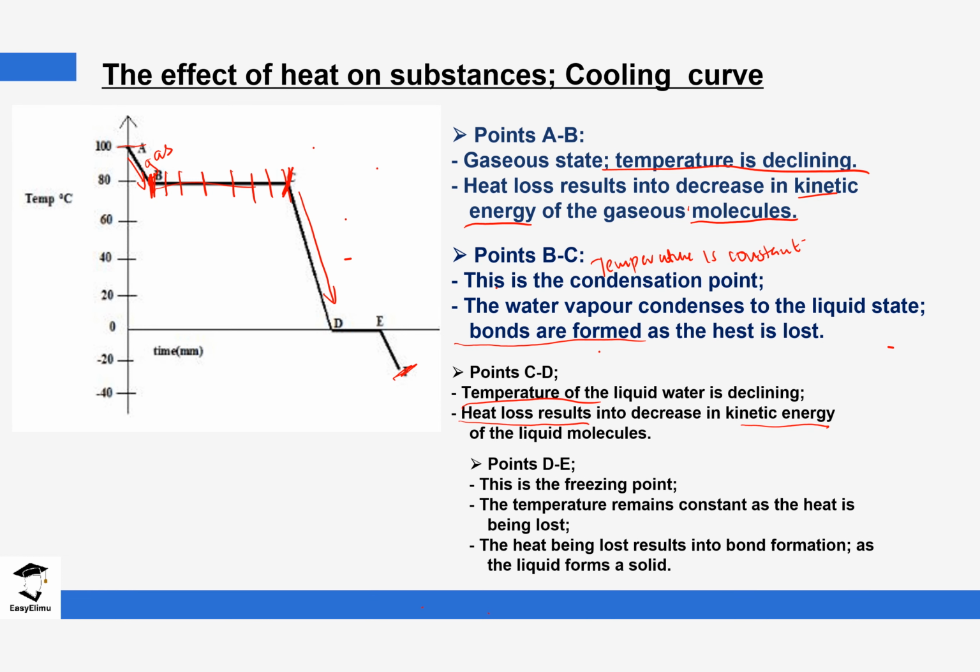And then we go to region DE. The first thing you notice is that the temperature remains constant. Initially we lost some heat, and the heat that is being lost makes the particles come even closer because they do not have the energy to move. When they come together, they form a bond. This bond makes them be attracted very closely, and the liquid changes to a solid. When we start at this point, all the particles are in the liquid state.